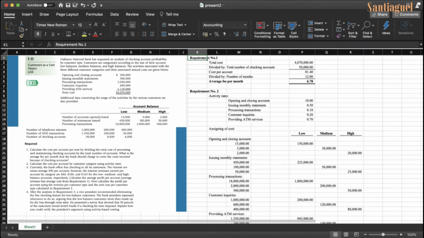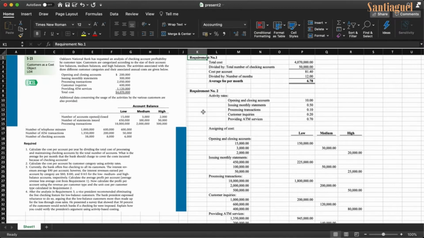in requirement 2. For the last requirement, after the analysis in requirement 3, a vice president recommended eliminating the free checking feature for low balance customers. The bank president expressed reluctance to do so, arguing that the low balance customers more than made up for the loss through cross sales. He presented a survey that showed that 50% of the customers would switch banks if a checking fee were imposed. Explain how you could verify the president's argument using the activity-based costing.